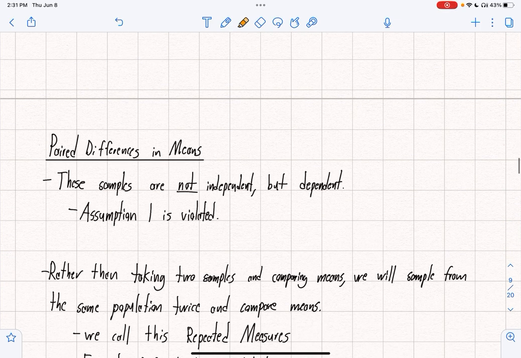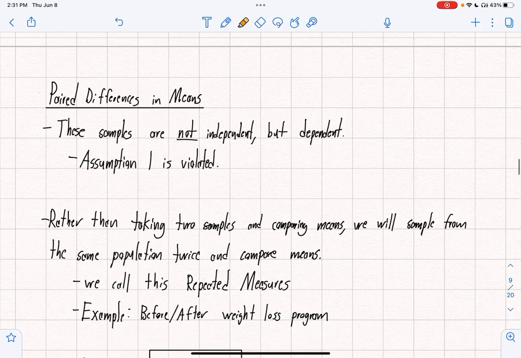Okay, so now we're moving on to paired differences and means. So in this case, paired differences. These samples are not independent. In fact, they are what we call dependent. And so what we're going to say is assumption one is violated.